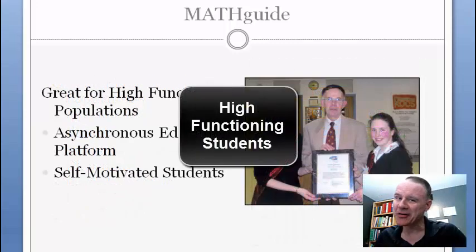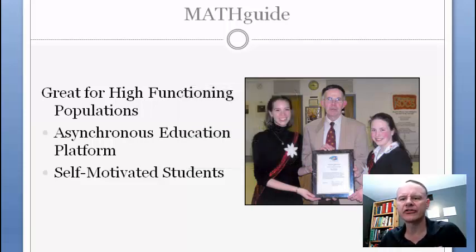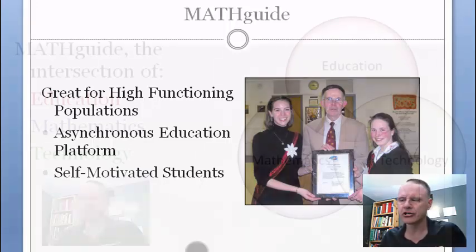MathGuide is also valuable for higher functioning students, students who are high achievers, motivated, they dig around, they want to learn. MathGuide is asynchronous, which means it's offered 24 hours a day, 7 days a week. It's vigilant, never rests. And of course, these self-motivated students can tinker around with the website, use all the interactive quizzes and videos to their advantage.